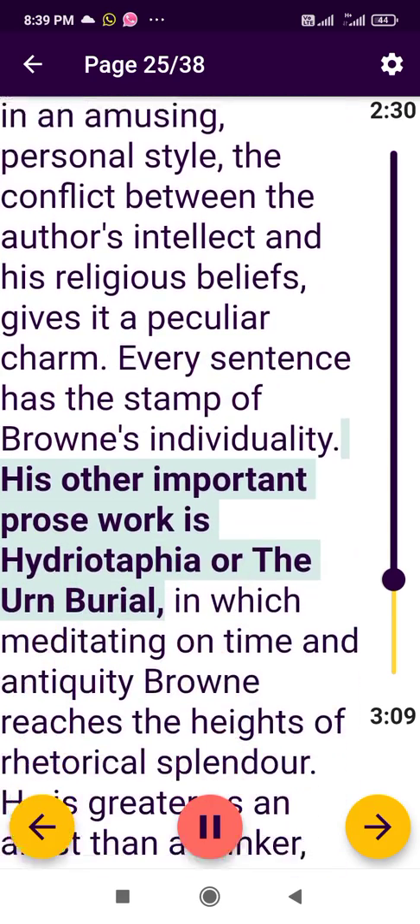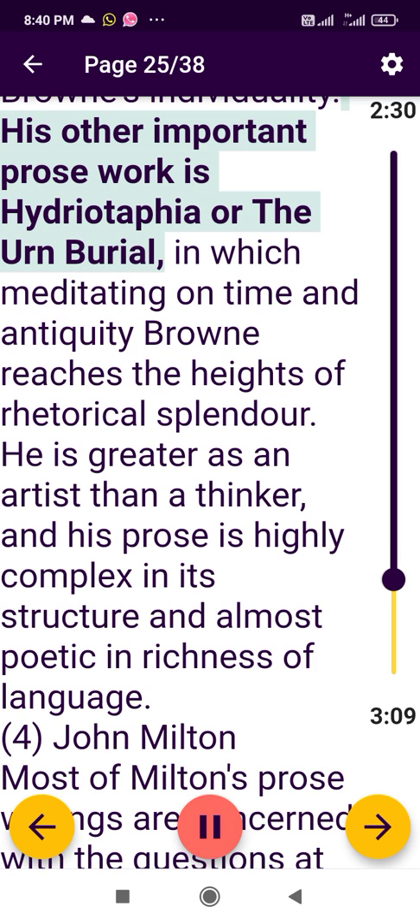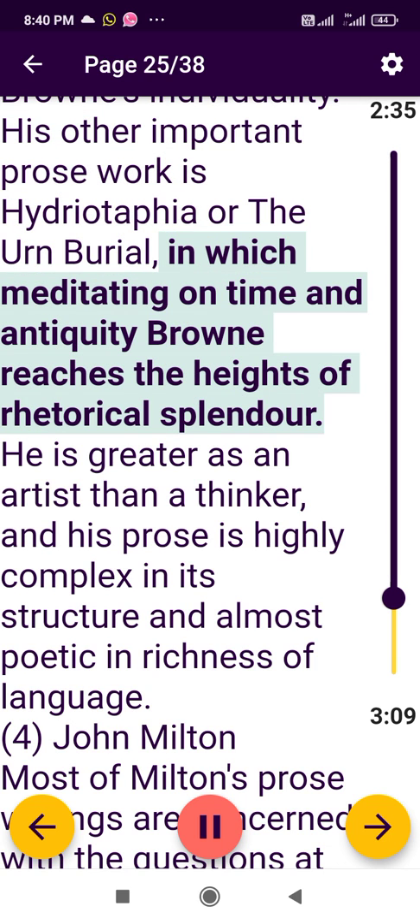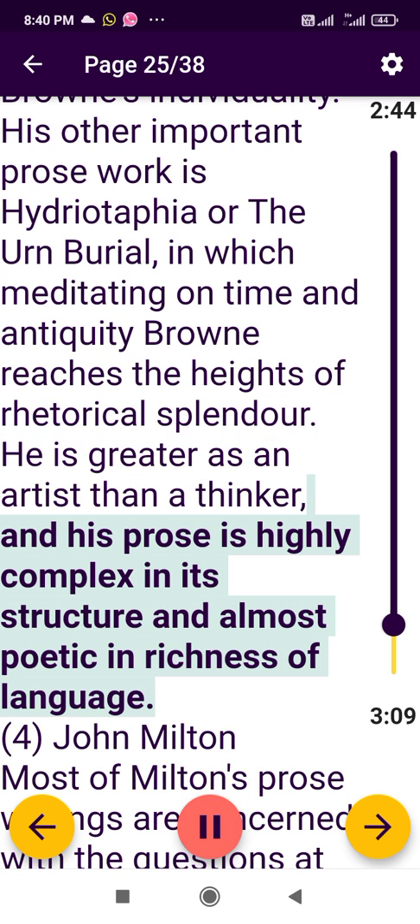His other important prose work is Hydriotaphia, or The Urn Burial, in which, meditating on time and antiquity, Browne reaches the heights of rhetorical splendor. He is greater as an artist than a thinker, and his prose is highly complex in its structure, and almost poetic in richness of language.